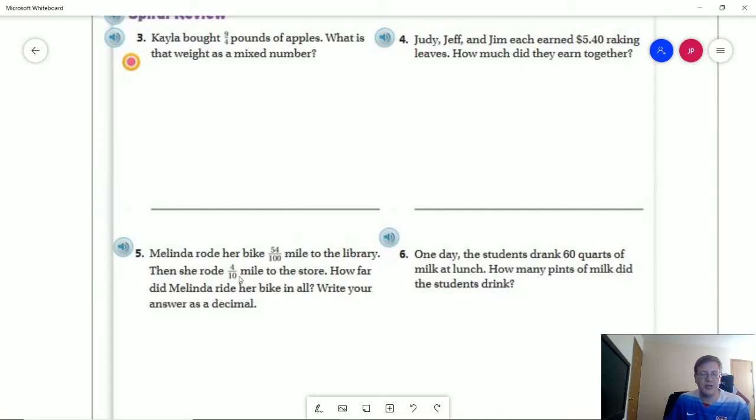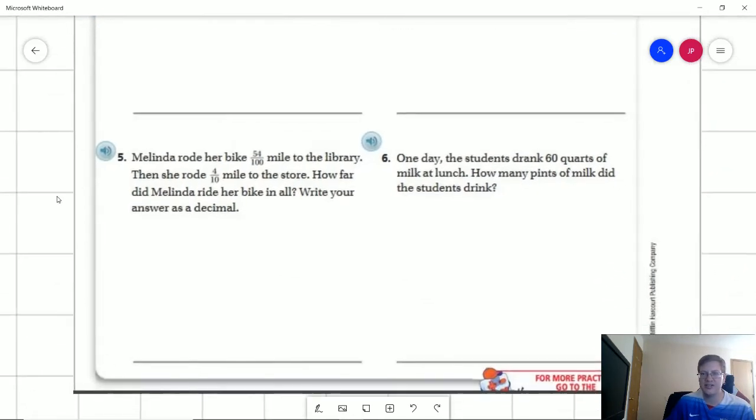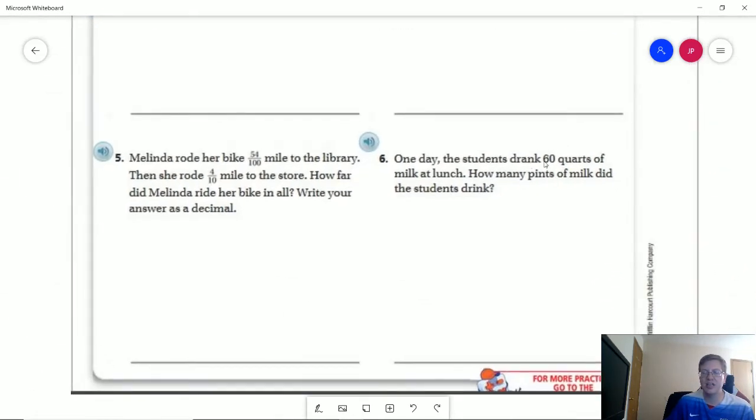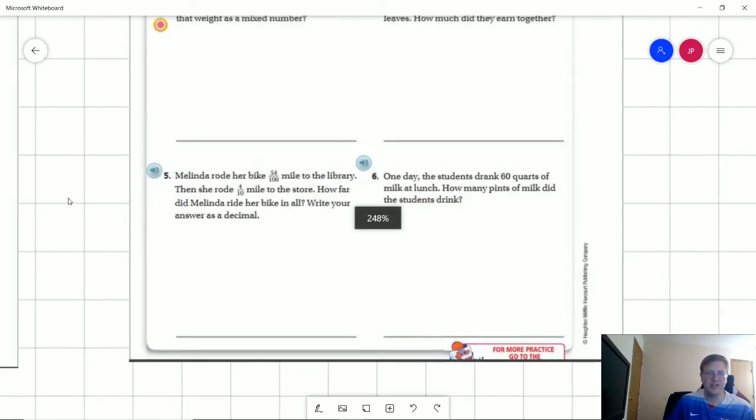For this one, you are going to want to change the 4/10 into a fraction that's over hundredths, over 100, so that you can add your hundredths together to figure out what the answer is. And then once you've done that, all you need to do is rewrite the top number as a decimal. So your decimal point, and then the number that you have as the numerator of the fraction would be your answer. Number 6, there are 2 pints in a quart, and so that should help you with the conversion for that.